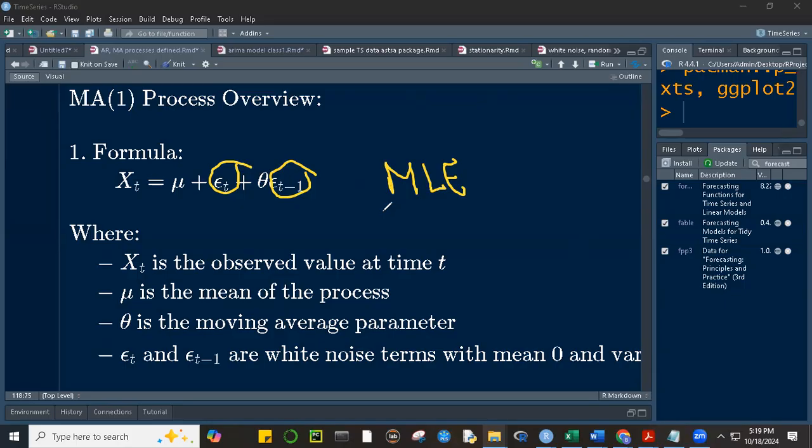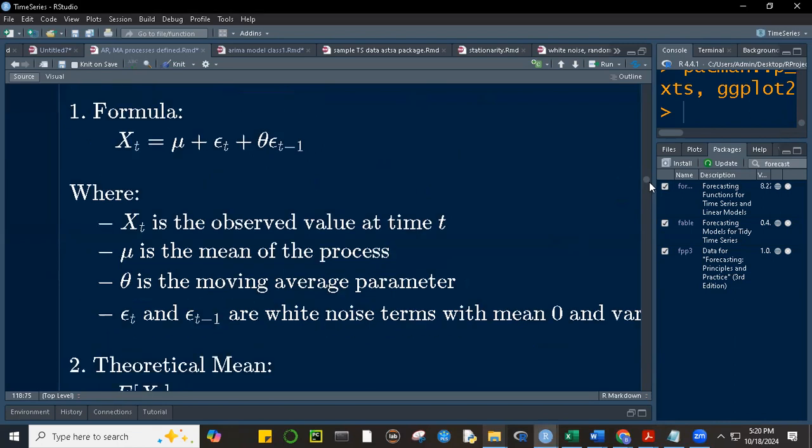Okay, using several methods like MLE, log likelihood, maximum log likelihood, etc. Okay, and then let's go down here.